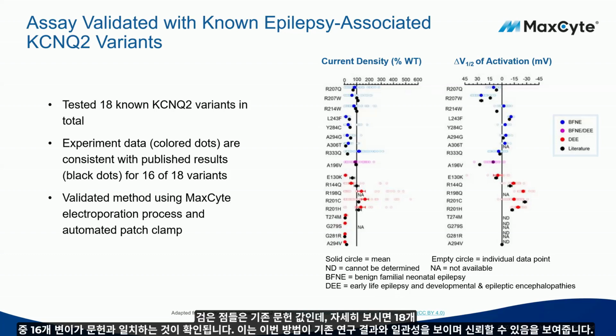Importantly, the black dots here are actually the literature values. If you look very carefully, 16 out of the 18 variants match and are consistent with the published values, which is quite good in terms of validating that, yes, this method works and it matches what was previously published, so we can trust the outcomes and the data from this.